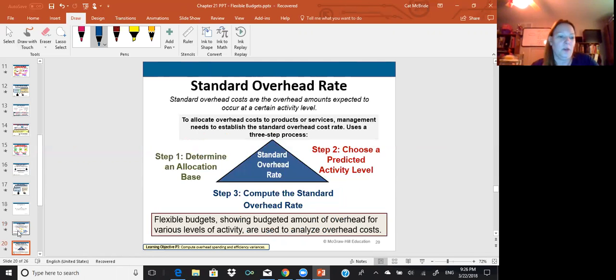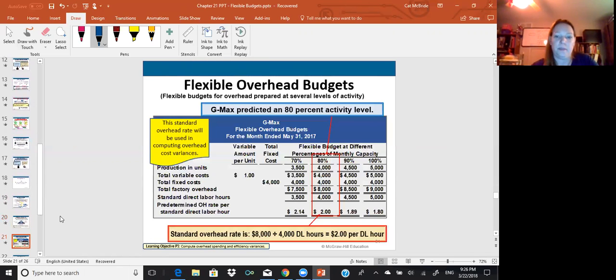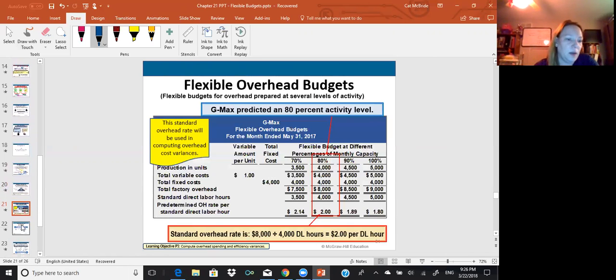So now what we're going to do. Okay, this is just looking at a flexible budget. And this is one of those things where I said, in the real world, if it was 70%, we'd simply go and change our number in Excel, and there you go.